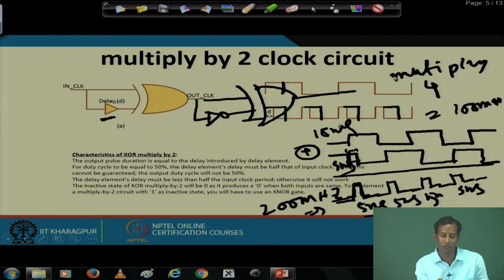So, for any power of 2, you can design the circuit in this manner, where the frequency will be multiplied in powers of 2.